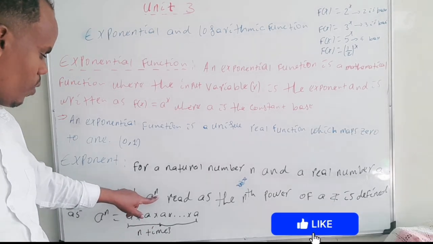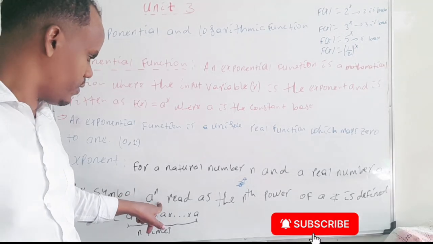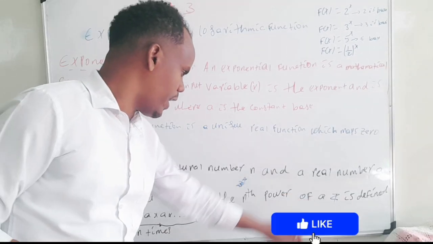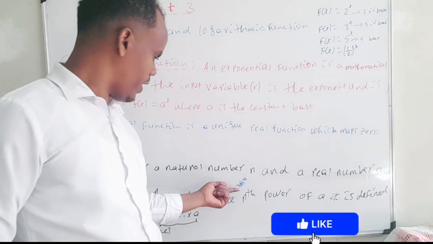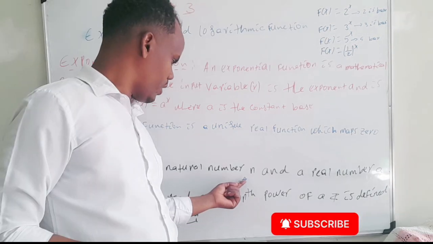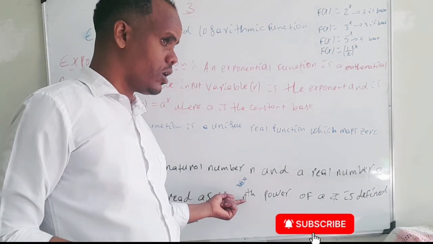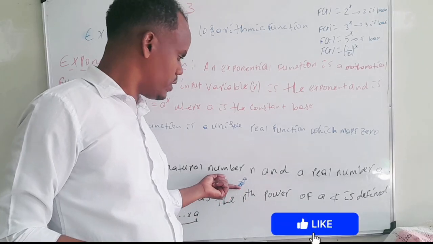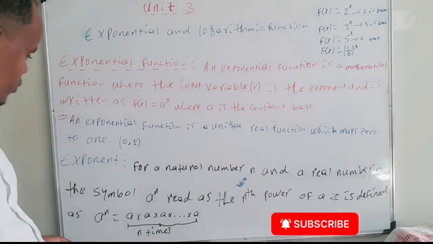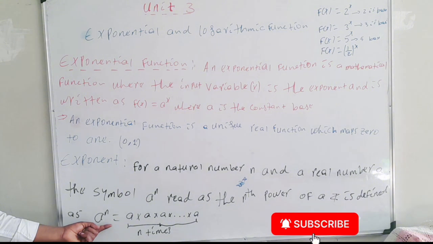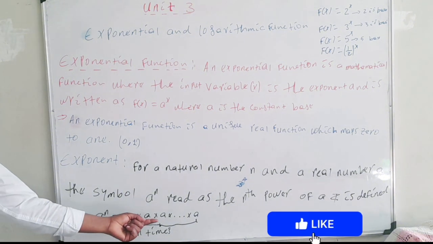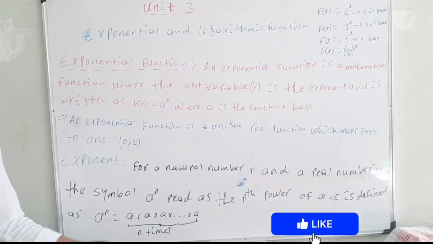a to the power of n reads as the nth power of a. Here a is 3 and n is 4, so this is called the fourth power of 3, and it is defined as a to the power of n equals a times a, n times.